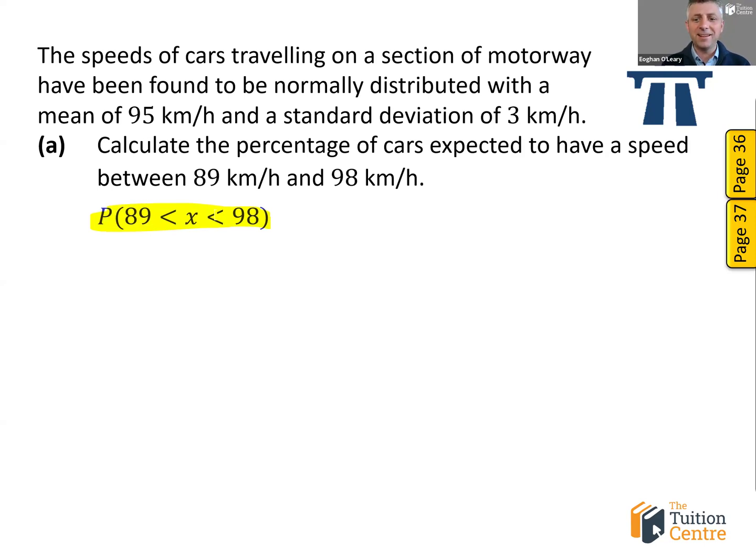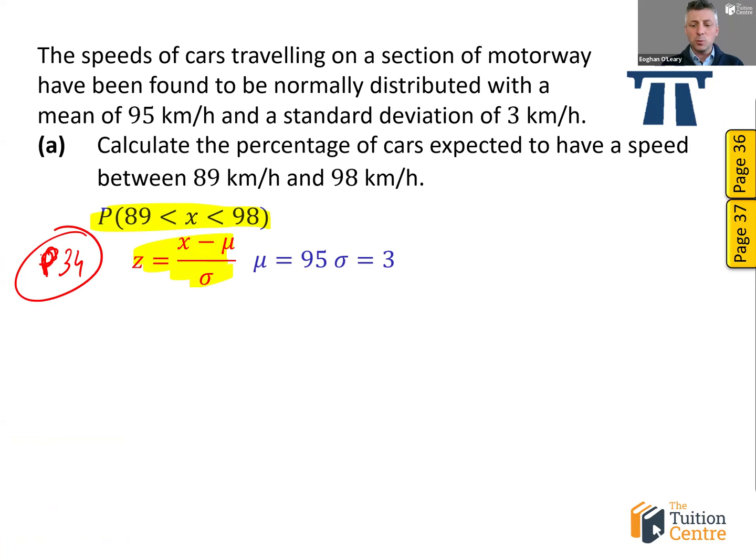We know, of course, we can't calculate that straight away. We know how this works at this stage. We're going to have to get the Z-score, so we're going to use our standardizing formula. If I said to you, what page is this on in the table book? I hope you're saying page 34, the standardizing formula. You're going to get your Z-score using the formula Z equals X minus mu over sigma, where X is your score. So 89 can be your X or 98 can be your X, depending on which one you're dealing with. Mu is your average of all cars, and sigma is your standard deviation.